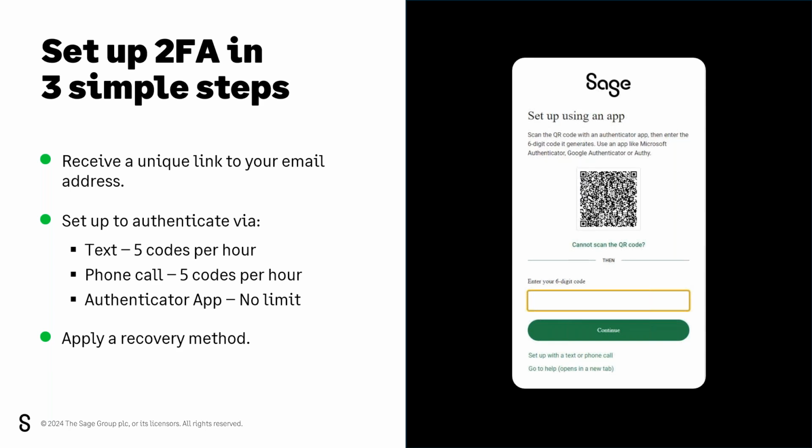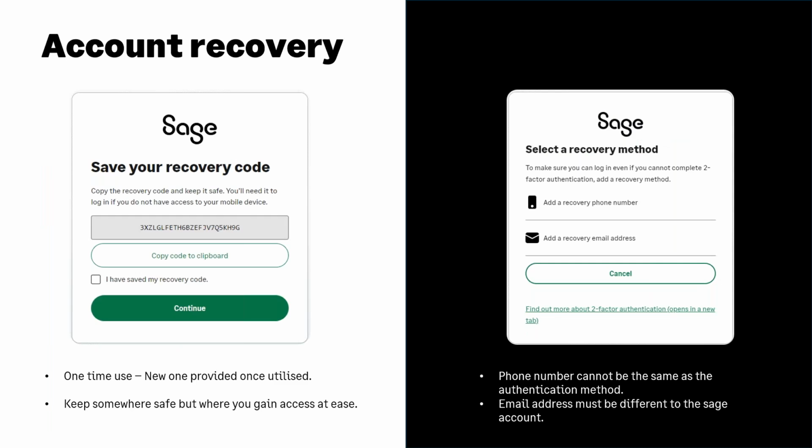Okay, so this is the one key part of the process that I want to bring to your attention. When you set up two-factor authentication, it's going to give you a recovery code, and then after 30 days, it will prompt you to select a recovery method. So I just want to talk a little bit more about these in detail, so we'll go through that.